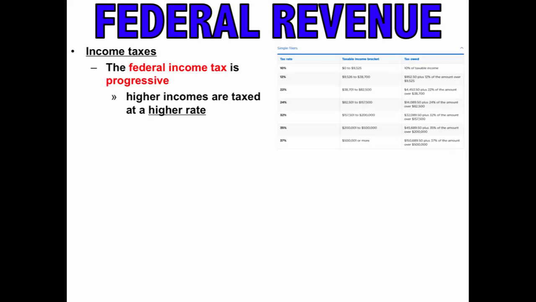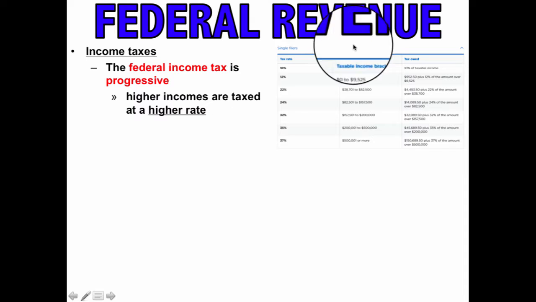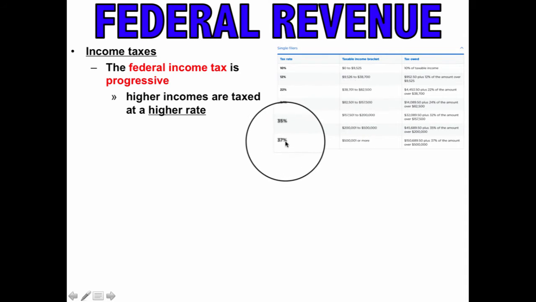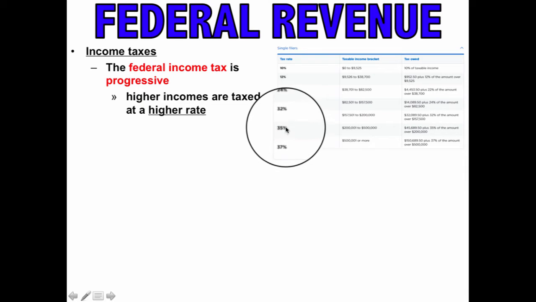Speaking of federal income tax, it is progressive, and what that means is higher incomes are taxed at a higher rate. So people who make more money are going to be taxed at a higher percentage. As you can see on the graphic, the more money you make, the higher percent you get taxed on your federal income taxes.